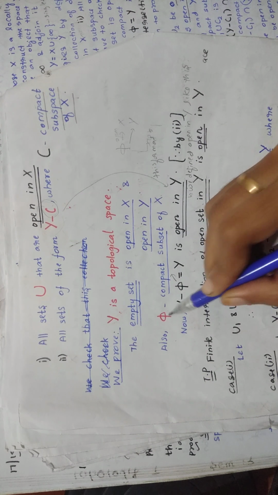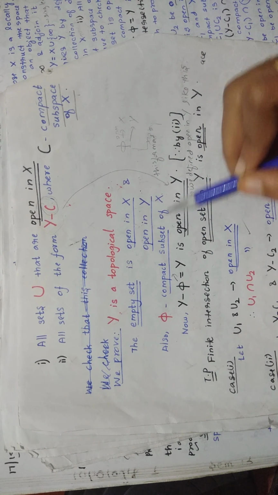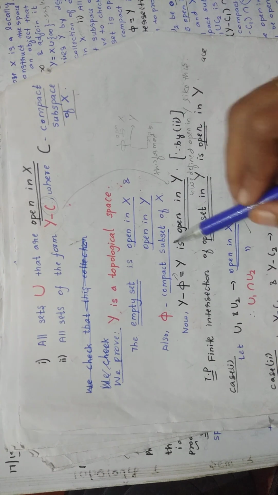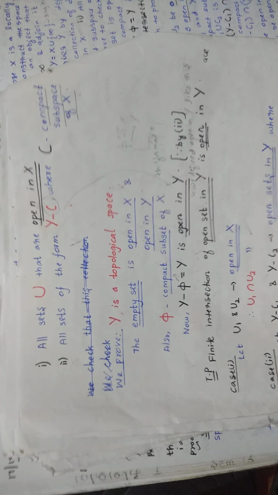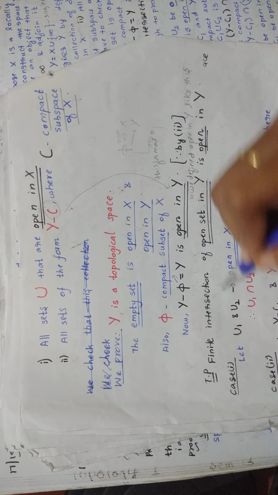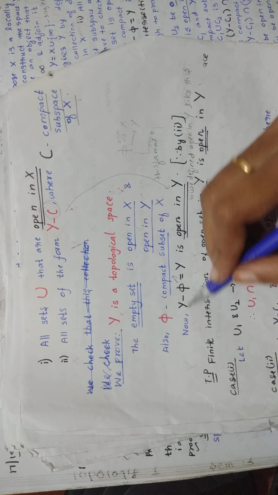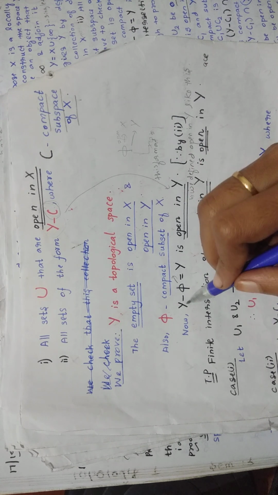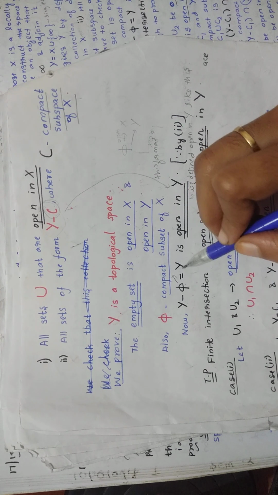Also, you are taking phi as a compact subset of X, or subspace of X. Both are right. Now, what you are finding is Y minus phi. What is Y minus phi? You know that. Phi means empty. When you subtract the empty set from Y, you are going to get Y. So that is what you are writing: Y minus phi equal to Y.